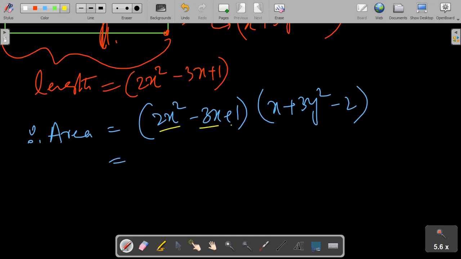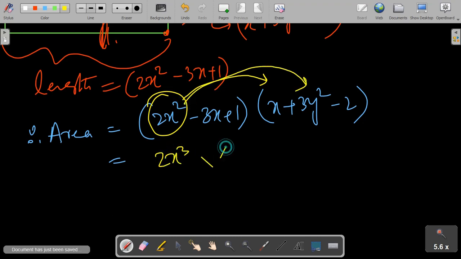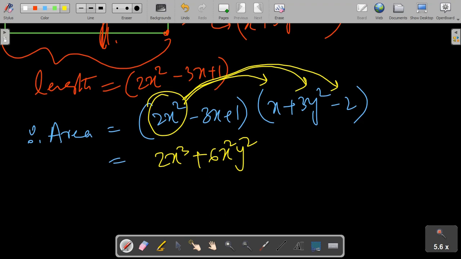So this, 1 2 3, there how many terms? 1 2 3. So what we will be doing, we will just take the first term and multiply it with all the terms. Like 2x square into x, it's 2x cube. 2x square into 3y square would give us 6x square y square. 2x square with this minus 2 will give us minus 4x square. Minus 3x will be multiplied, then it's turn, minus 3x. Okay, means the first term is over, multiplied with all the terms, then we will proceed to the next term, and so on.